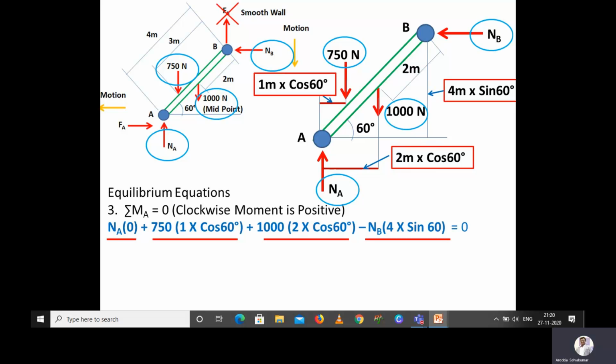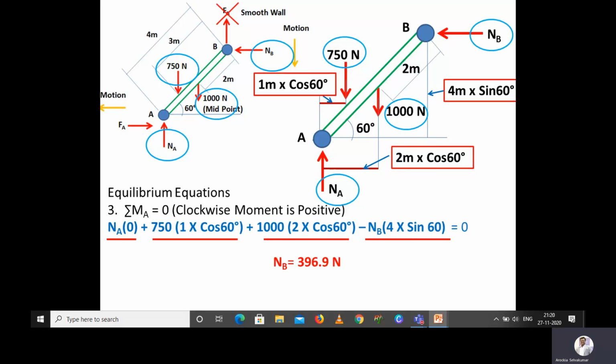So once we substitute that: NA multiplied into 0 plus 750 multiplied into 1 into cos 60 plus 1000 multiplied into 2 into cos 60 minus NB, that is normal reaction at B, multiplied into 4 into sine 60 is equal to 0. From this equation we can easily calculate NB. So I have got NB is equal to 396.9 Newton. Please check it out. Those who have substituted 9.81, your value will be somewhat less. So please clearly mention whether you are multiplying with 10 or 9.81.